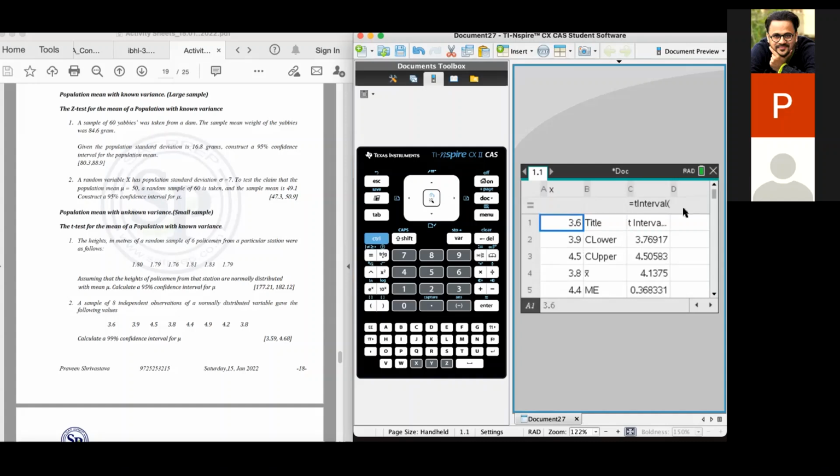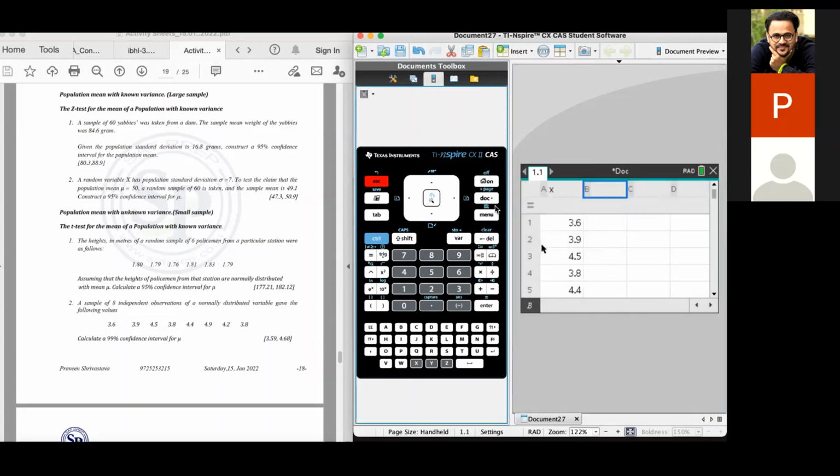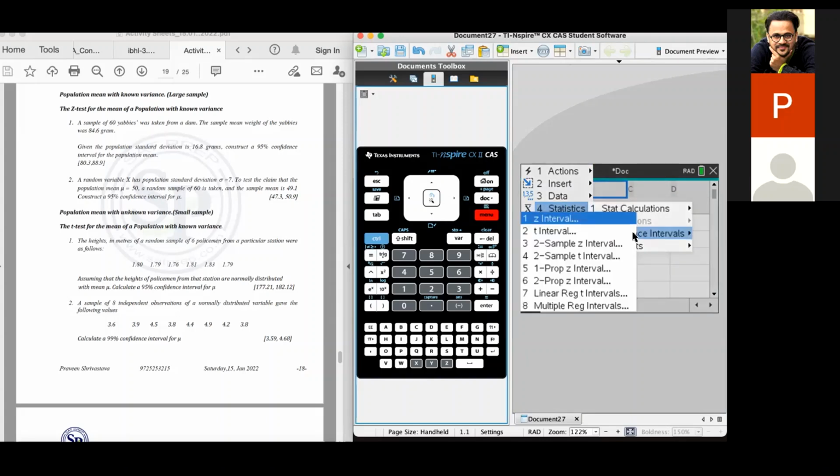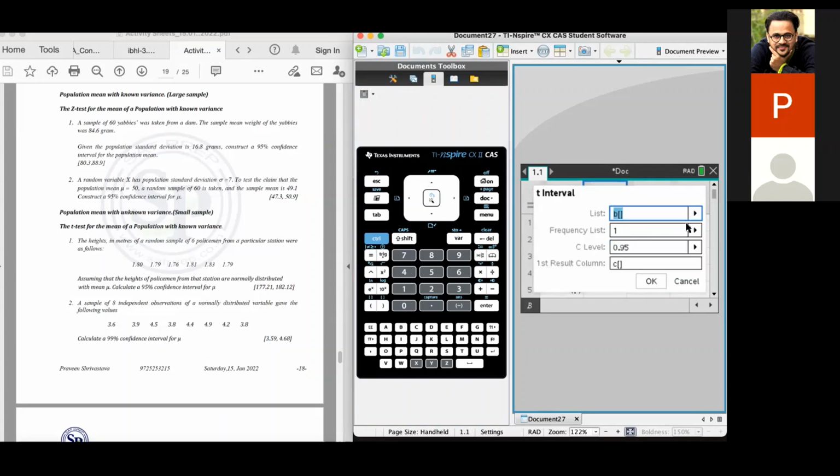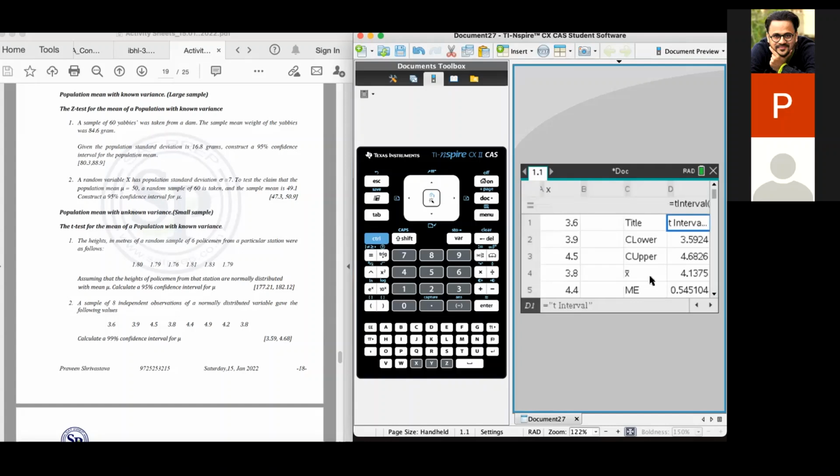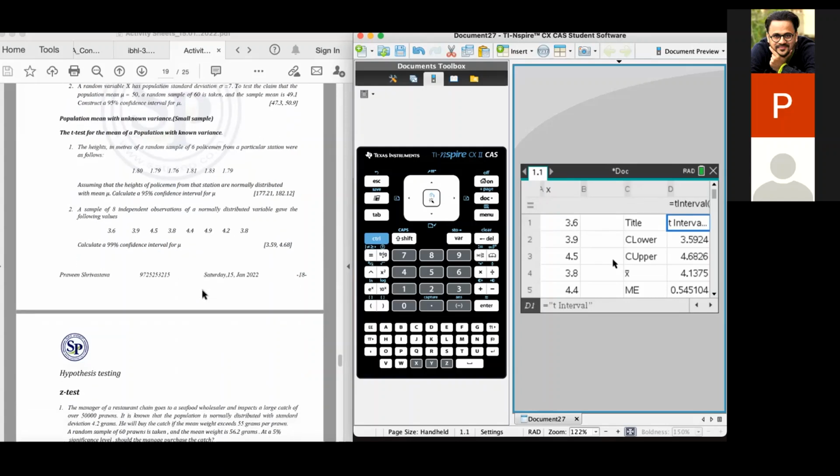Sir, it should be 99%, I guess. We have entered 95% confidence while entering. Okay, we can redo that. Menu, statistics, confidence interval, data. Yes, maybe this could be. And here we can type 99, yes, 0.99. All right. Now you can see here exactly 3.59 and 3.68. So this way we can get the confidence interval by using the Z test and by using the T test.